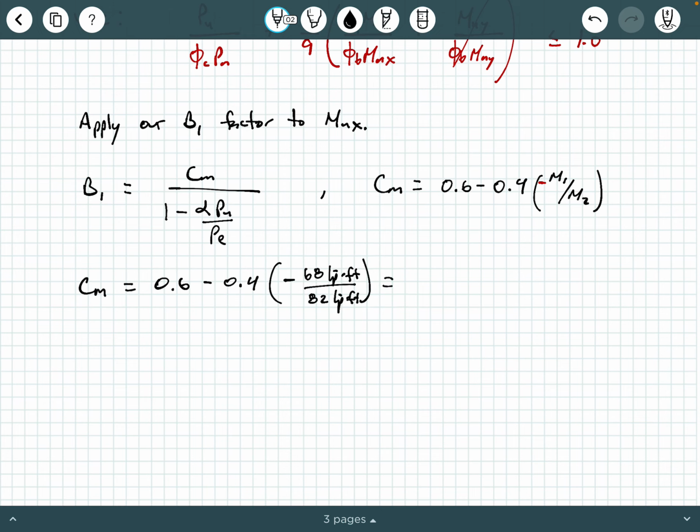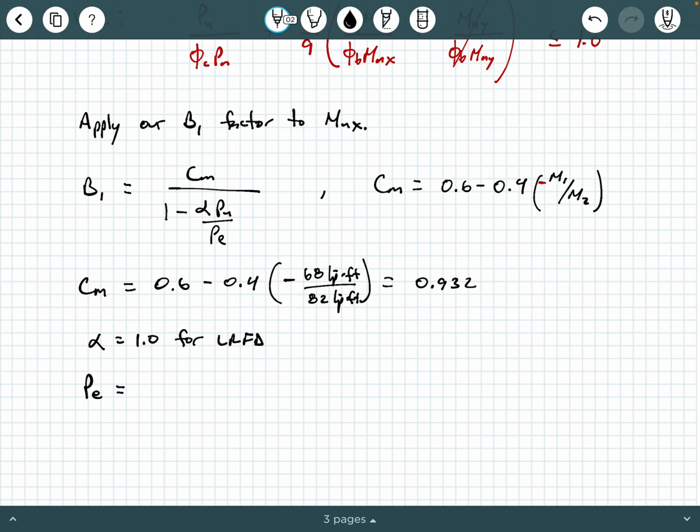So punch this in your calculator, make sure you get the same thing I get, but I am getting 0.932. There we go. 0.932. Make sure you get the same thing as me, okay? Alpha is 1.0 for LRFD. We know that from one of our previous videos. Now we need P Euler.